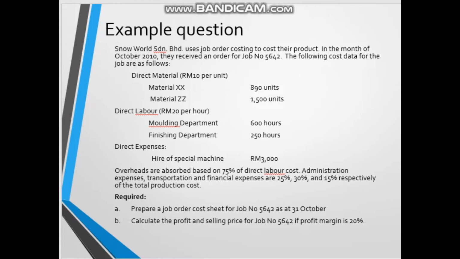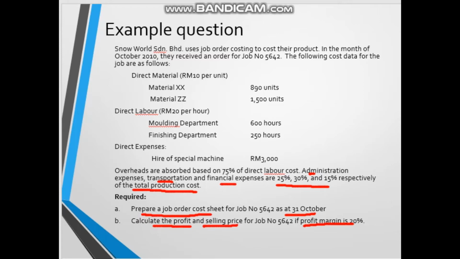Okay, and this cost of the expenses, admin, transportation, and financial is given for this percentage, but it is based on the total production cost. The question asks you to prepare a job cost sheet for this one at the 31st October, and they also ask us to calculate the profit and selling price for this job, and it stated that this is for the 20% of profit margin. So basically we have two, profit margin, and the other one is markup. So we have two: markup and margin.